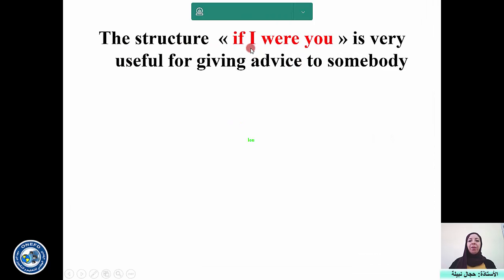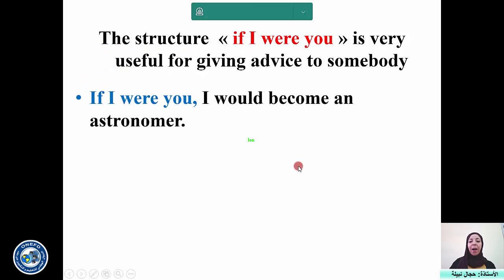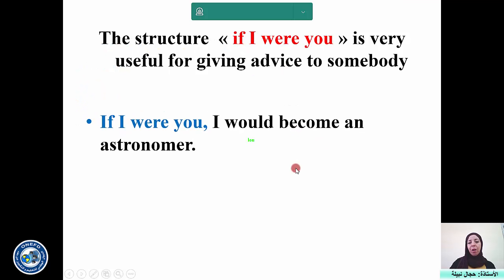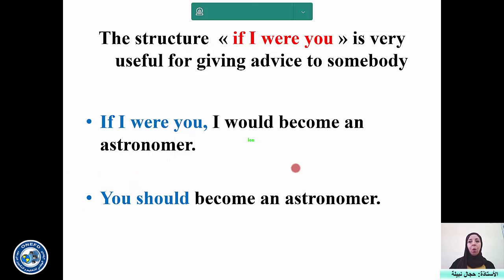So the structure, if I were you, that is the conditional type 2, is a very useful structure for giving advice to somebody. So when I say, if I were you, I would become an astronomer, I simply mean you should become an astronomer, you ought to become an astronomer, I advise you to become an astronomer. I'm expressing advice. So keep in mind that conditional type 2 is also used to express advice, especially when we use the structure if I were you.